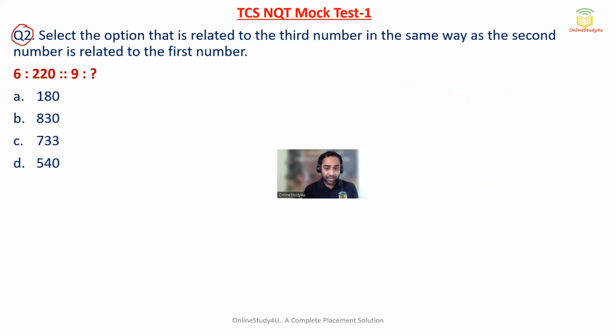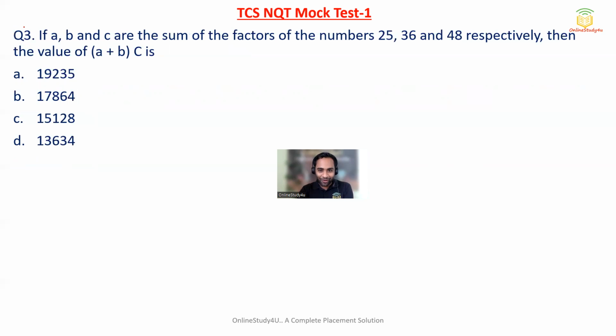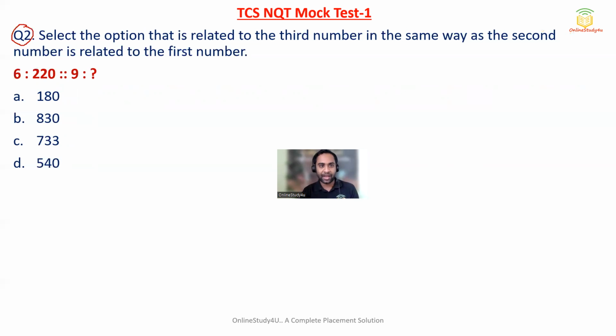Question number two. Slowly, the level of the questions will also increase, so don't think all the questions will be very simple, because question number three is one of the very good questions asked in the TCS exam. Select the option that is related to the third number in the same way as the second number is related to the first number. So we have 6 and then we have 220, and then we have 9 and 1. Now you have to find it out. So what is the pattern? We know 6 cube.